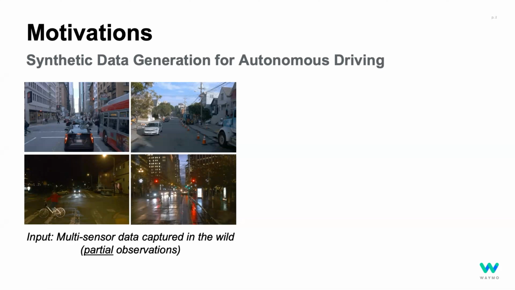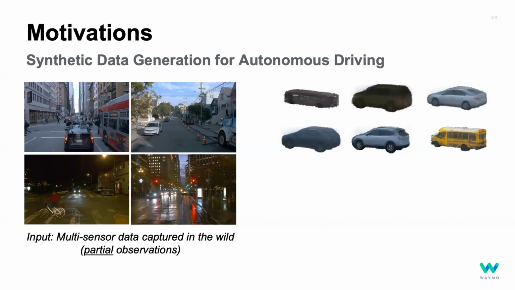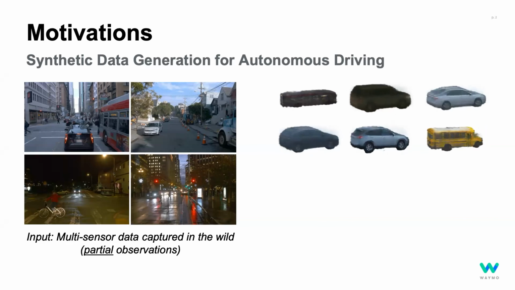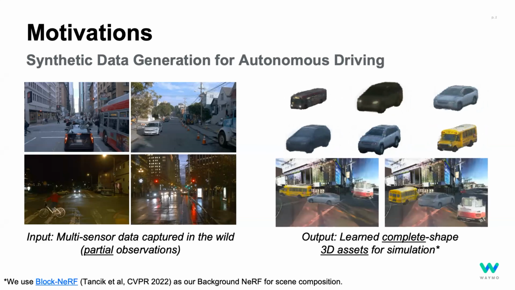So given some multi-sensor data captured in the wild with partial view coverage, which is shown on the left, specifically the goal here in autonomous driving is we want to be able to create some complete shape assets, object assets from this kind of partial observation, and be able to inject the assets back into the scene to create some synthetic data for training and testing.